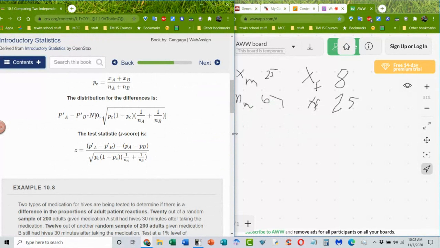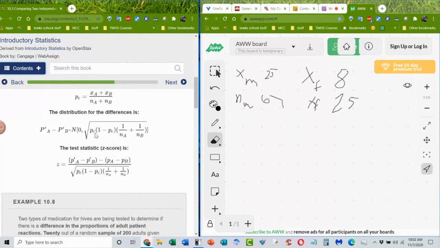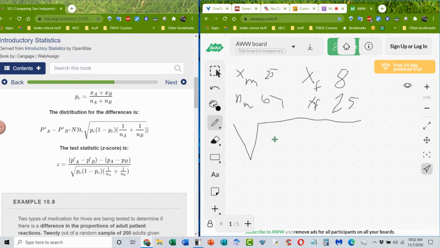To do this, we have to get the combined proportion. Notice here we have the P of C times the Q of C times 1 over n1 plus 1 over n2. And the combined proportions are when we take these proportions here.